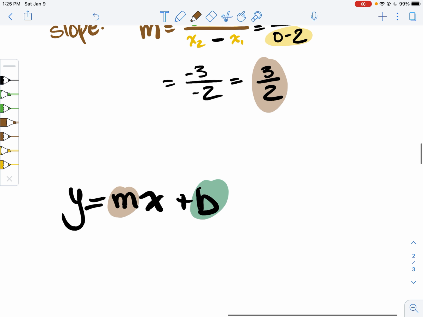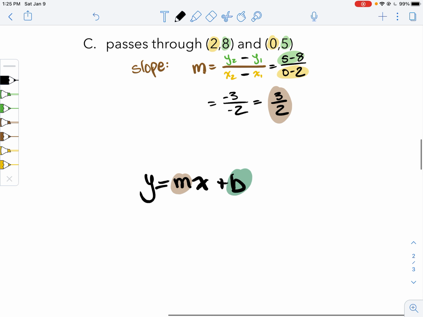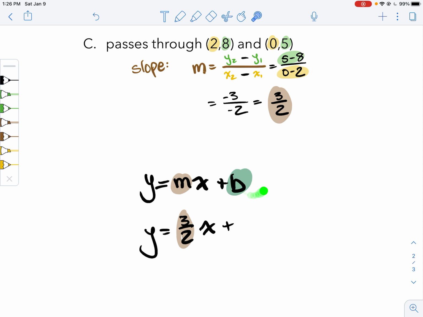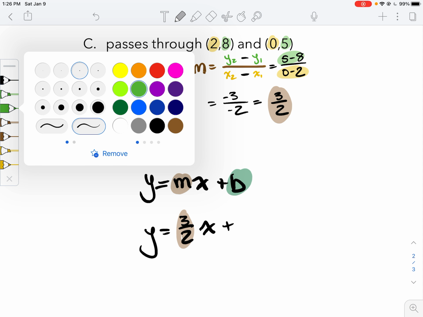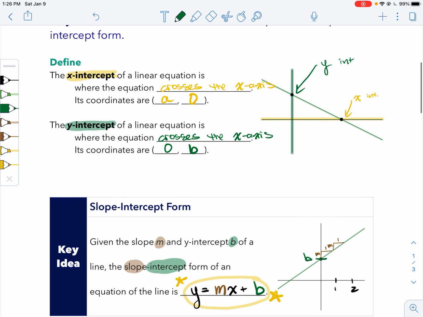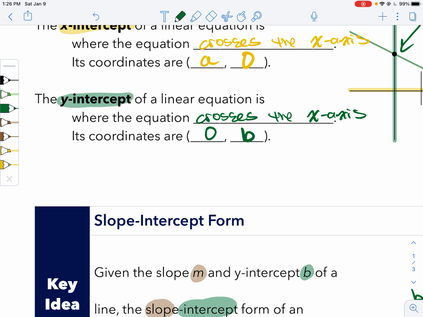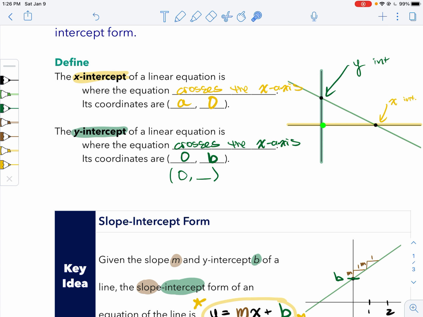Okay, so now we've got y equals 3 halves x plus b. How do we know what our b is? Remember, b is our y-intercept. Let's go back to our definition of y-intercept real quick. The y-intercept is always going to have the points 0 and then some number, because it's where the graph crosses the y-axis when x equals 0.